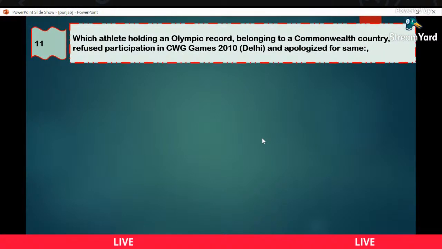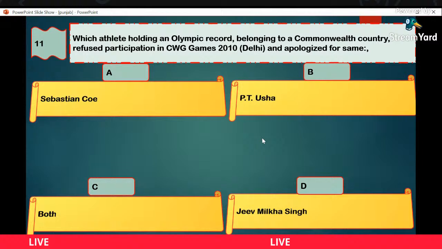11. Which athlete holding an Olympic record belonging to a Commonwealth country refused participation in the CWG Games 2010 Delhi and apologized for the same? Question number 11. Yeah, total 5 countries, very good.